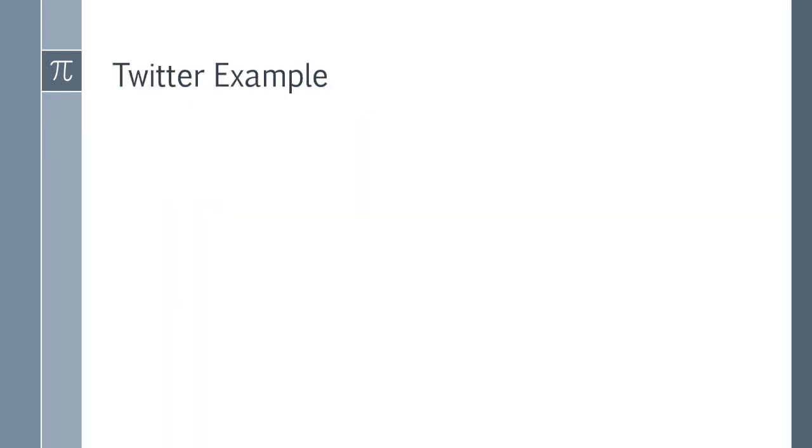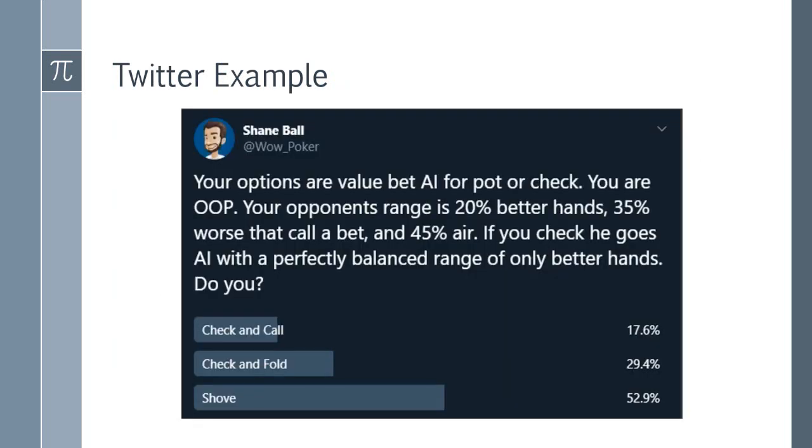Okay, so on Twitter, at the time of recording this video, yesterday I posted a poll with a situation that is basically just giving you a setup for an EV calculation. So it says here, we have the option to value bet all in for pot or check. So we are out of position.